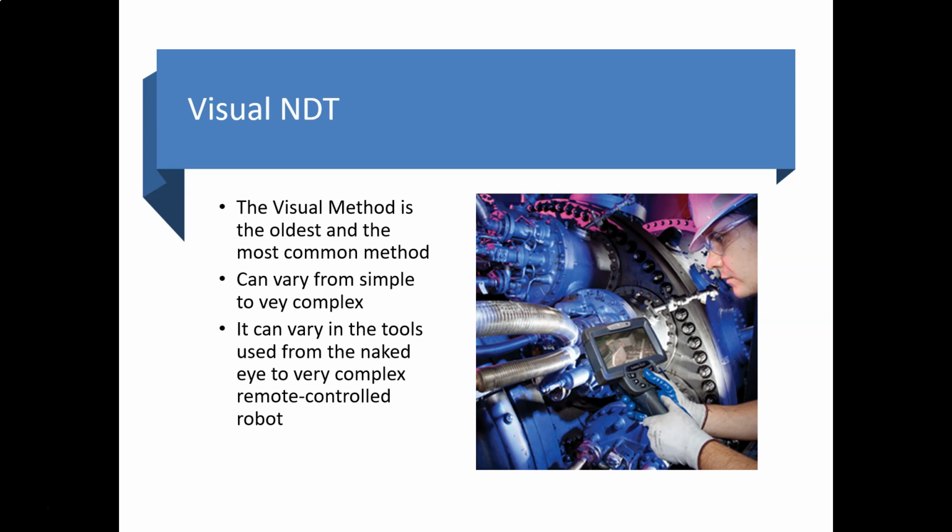The visual method is the oldest and the most common method, where it involves the visual observation of the surface of a test object to evaluate the presence of surface discontinuities such as corrosion, misalignment of parts, physical damage, and cracks.